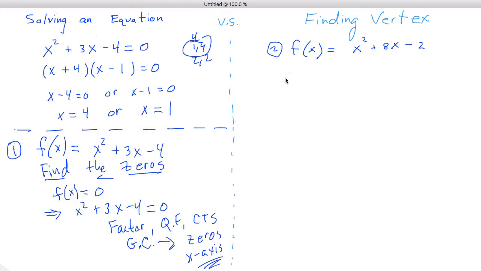Okay, so just find the vertex. Well, there's two ways to do that. Okay, two ways. So method number one is complete the square. And there's actually a couple ways to do it. You can use a graphing calculator too, and other ways, but I'll just show you these two ways. So one is complete the square.